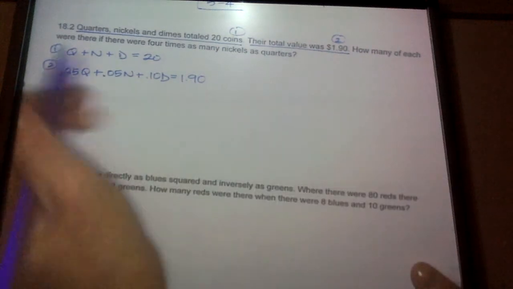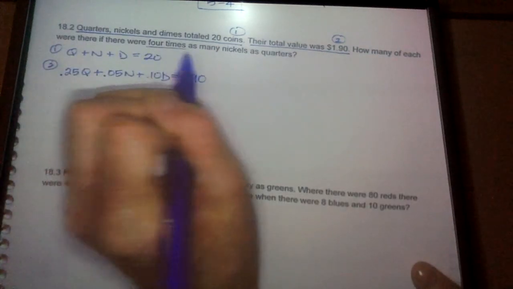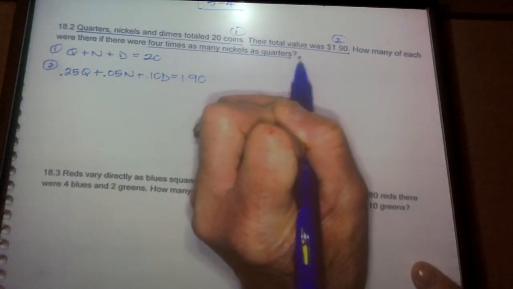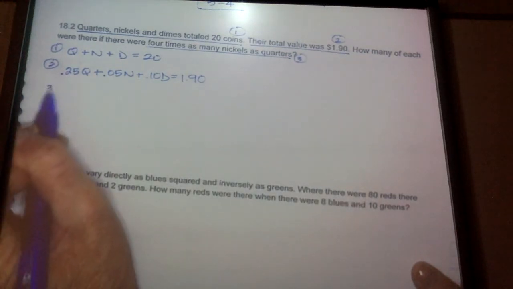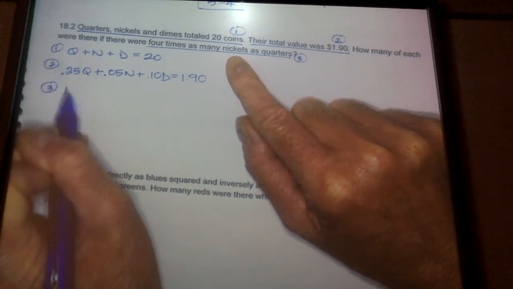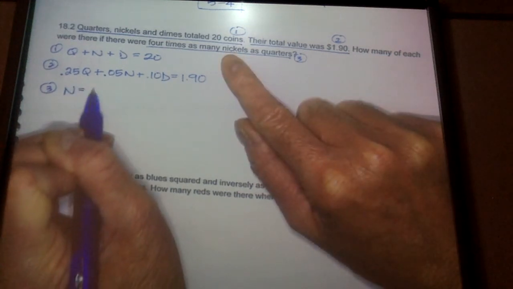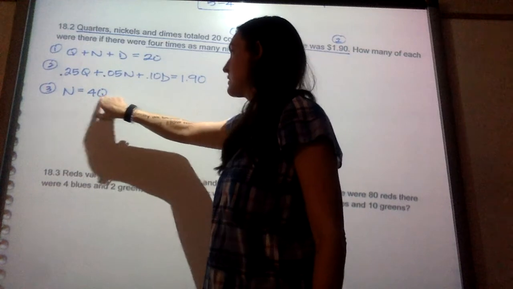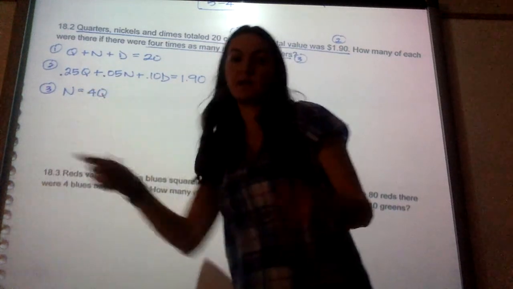Last, how many of each were there if there were 4 times as many nickels as quarters? Remember, this should be set up opposite of what you think. 4 times as many nickels means there are more nickels, so nickels would equal 4 times the amount of quarters. The smaller number has to go with the quarters. So if I had 2 quarters, I'd have 8 nickels. Try to plug in numbers to make sure that works.